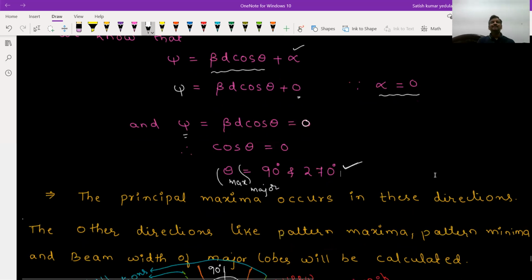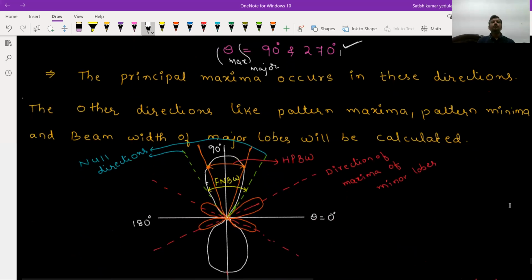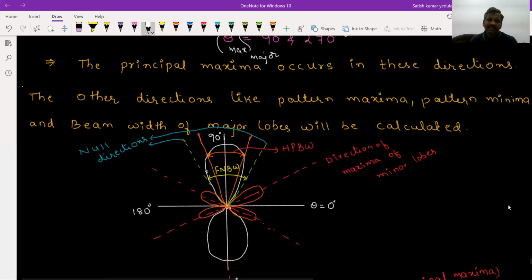Next, what are the other angles that we are going to find out here? The other angles that we have to find out are pattern maxima. Don't consider that this pattern maxima is the maxima of the major lobe. These are the maxima of minor lobes. I'll be giving you that. Theta maxima of minor lobes is nothing but pattern maxima, and the other one is pattern minima. This is nothing but the null direction. Minima direction of minor lobes is also called the null direction.